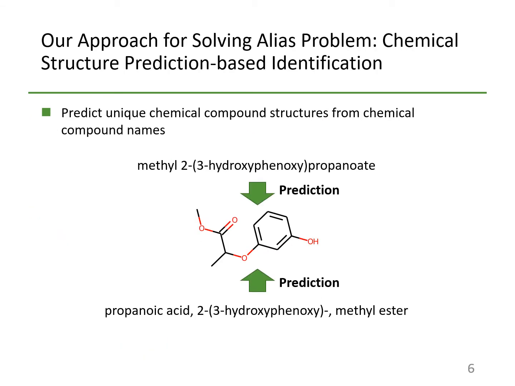However, there is a unique characteristic that conventional named entities don't have. Each chemical compound has its unique structure. In other words, if we can identify chemical compound structures of chemical compound names correctly, we can identify the same chemical compounds denoted by different notations.